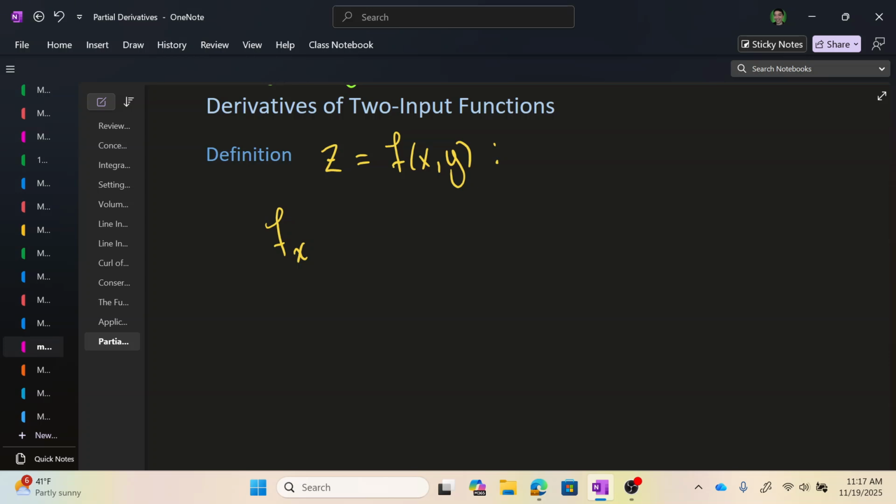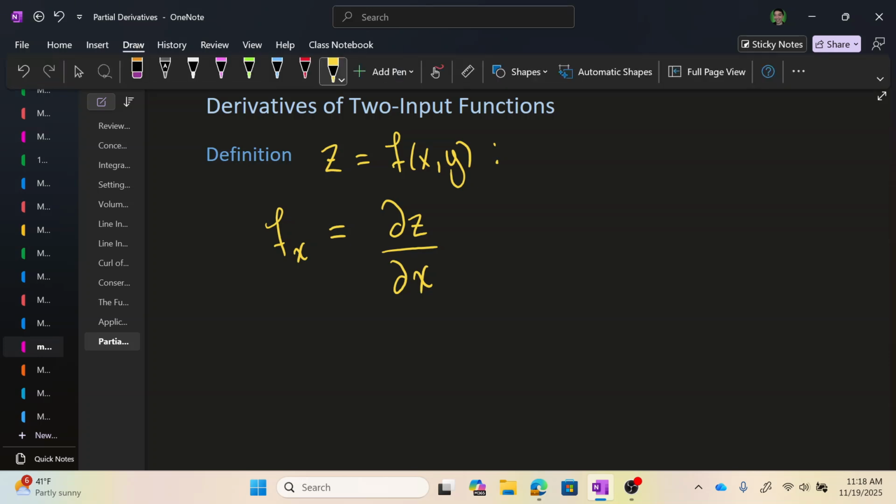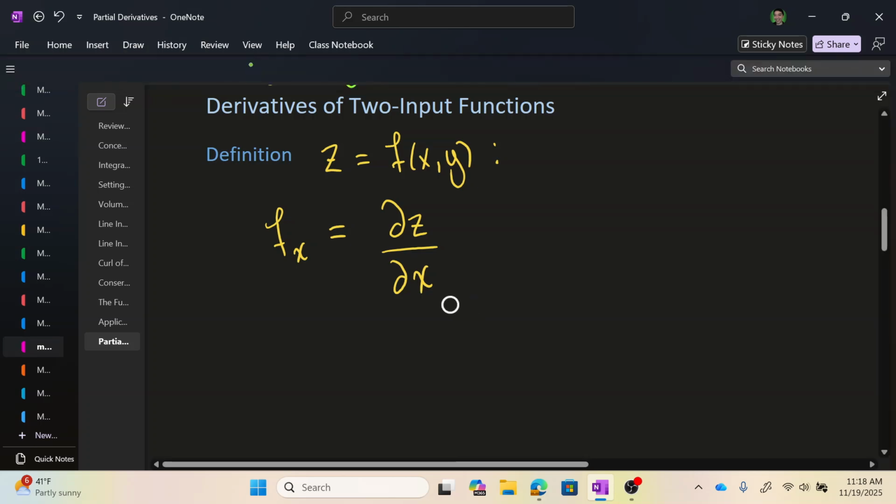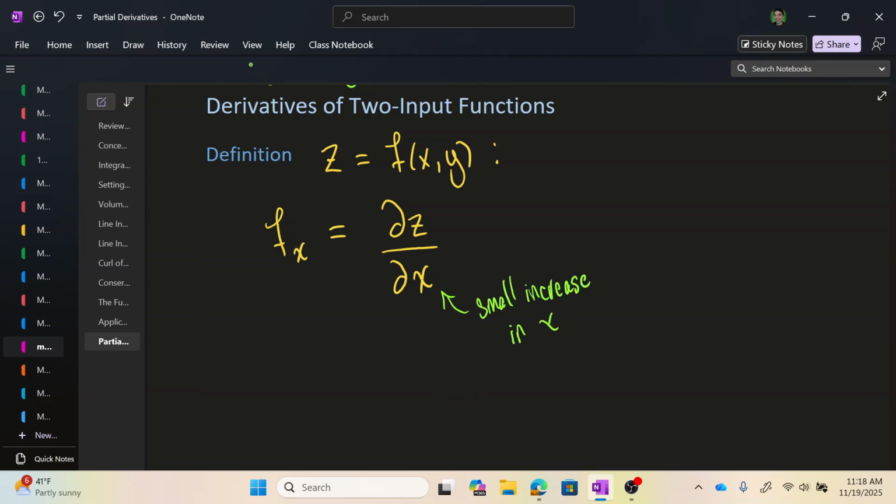This derivative is also going to be looking at a ratio of a small change in x. What is the effect of a small change in x on the outputs of the function? So we increase x a little bit, and then we study the effect of that increase on the outputs of the function, here called z.